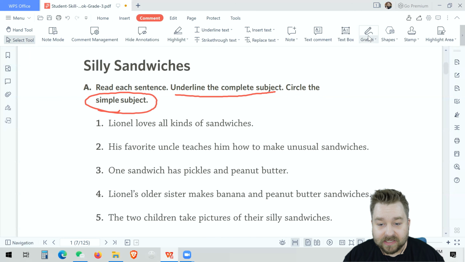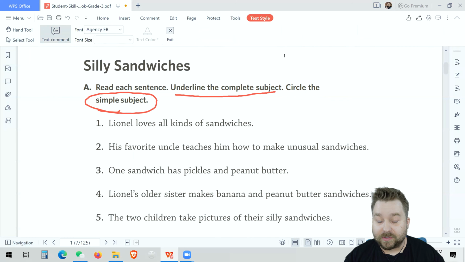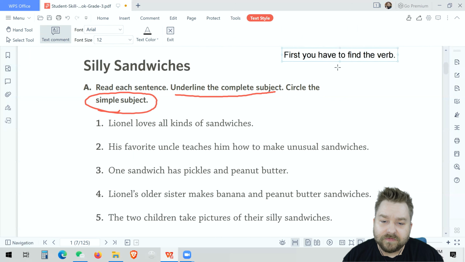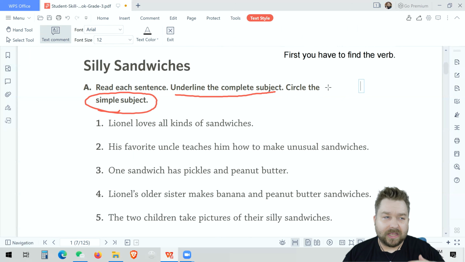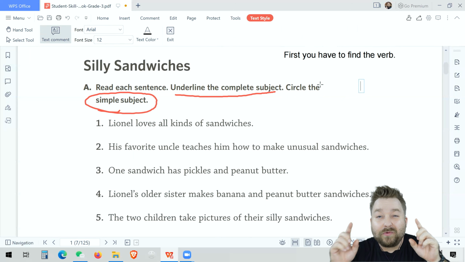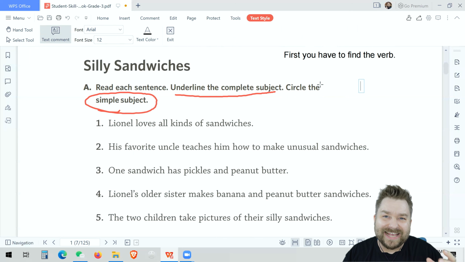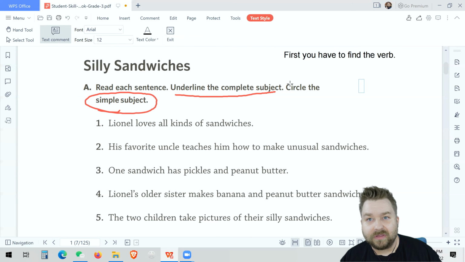If we think about this, here's what we have to do first. First, you have to find the verb. Well, what's a verb, right? Do you know what a verb is? A verb is the action. Something is happening in a sentence, right? And we'll learn different verbs later, but I want you to think: a verb is action. What do they do? What happens, okay? Verb equals do something.